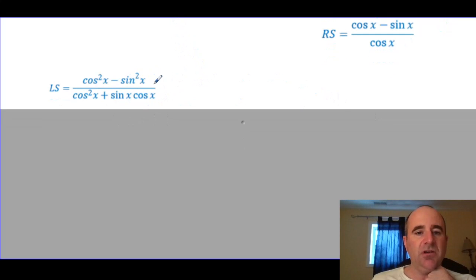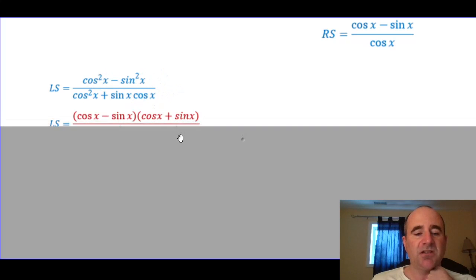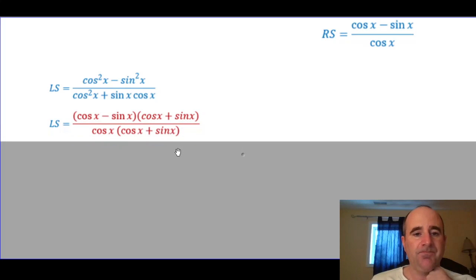You realize that you can divide the top and the bottom by the same thing when you factor the numerator and the denominator, and they both do factor. Cos squared x minus sine squared x is actually a difference of squares. So it's cos x minus sine x and cos x plus sine x. And then this cos squared x plus sine cos x has a common factor of cosine of x. So you factor out the cosine of x, you're left with cos x plus sine x.